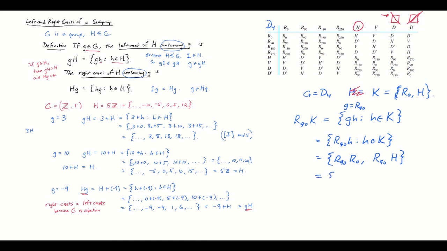And then I don't even need to use my Cayley table and know that this first one is just R90. The right one I could probably use a little help. Let's look at the row R90 and then cross-reference that with H. That's going to give me D prime. So that is one coset.